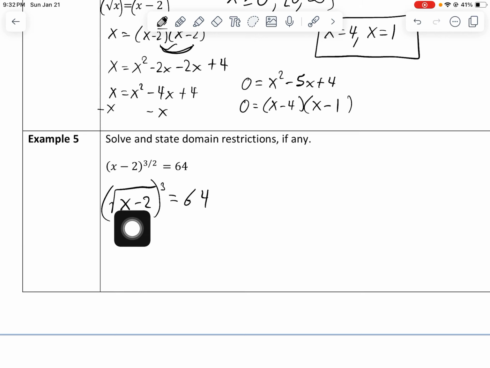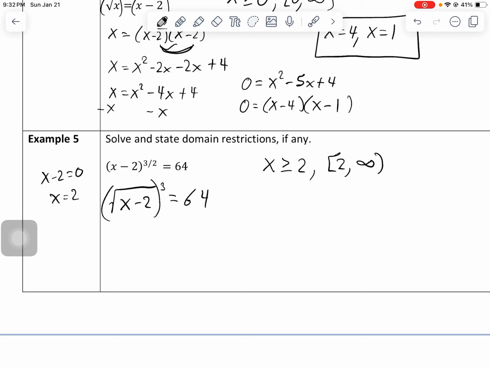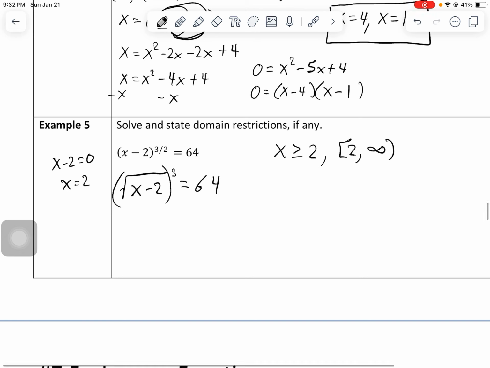So the square root of x minus 2, we do have restrictions on square roots. So that tells us that we need to make sure to have our values be greater than or equal to, in this case, if I were to solve for x minus 2, I would get positive 2. So I want all my values to be bigger than 2 or at 2. So from 2 to infinity for our set notation.